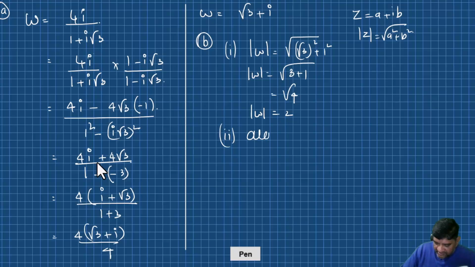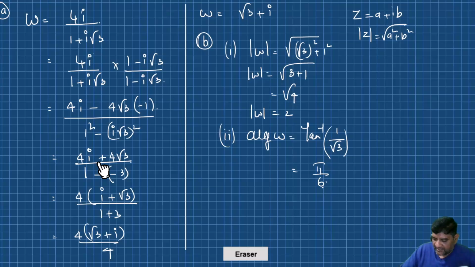The argument of W is simply equal to tan inverse of 1 by root 3. You can either write a pi by 6, or you can also say 30 degrees. That should be good enough. Again, the reason why it is tan inverse of y by x is because both are positive and they will fall in the first quadrant. Depending on the quadrant it lies in, the value of it will change.